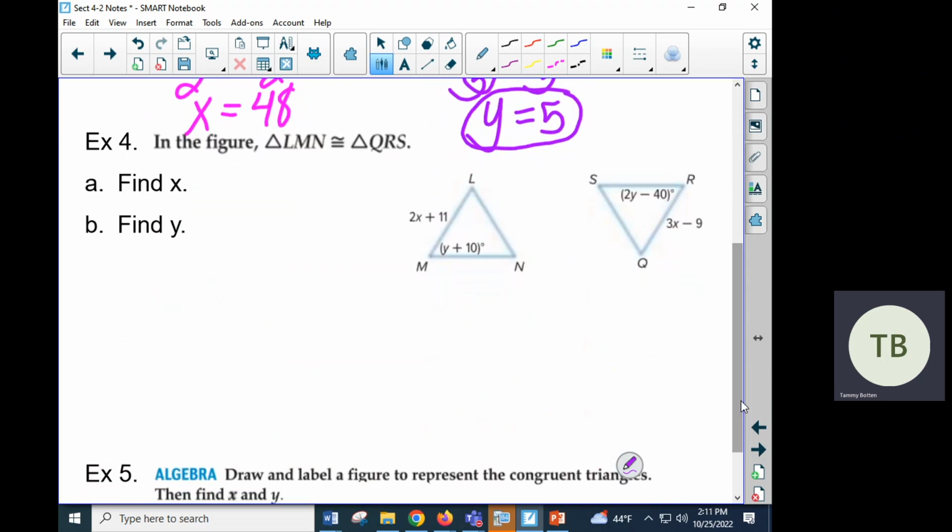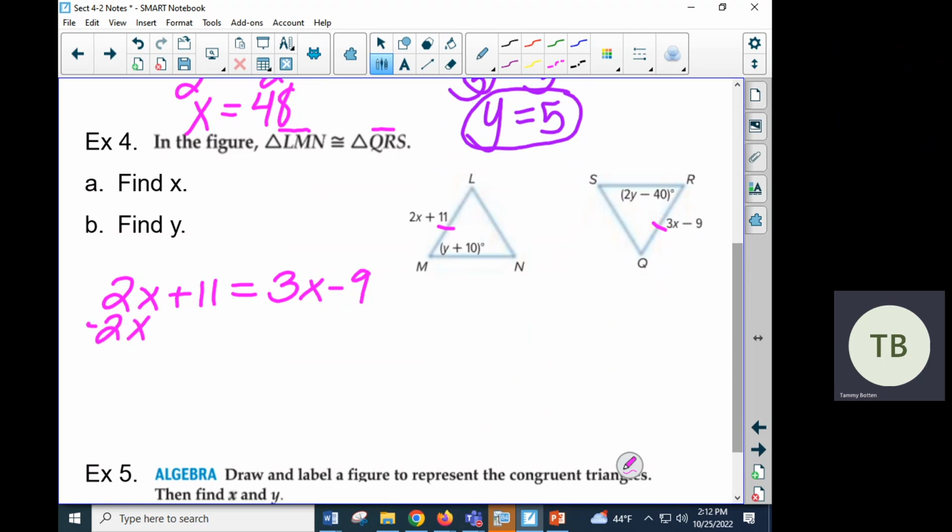Now if I go down here, notice in this one, we have two different things with x's. One is LM, and notice L and M are the first two letters here. They're going to equal QR because they're the first two letters. So that means these two sides are equal, and they both have an X. So all I do is set those two equal to each other. So I'd say 2x plus 11 equals 3x minus 9. And then I would go ahead and use algebra to solve.